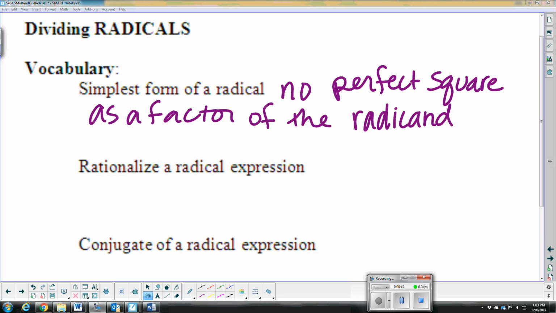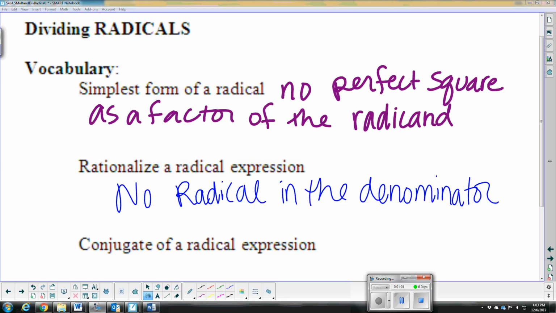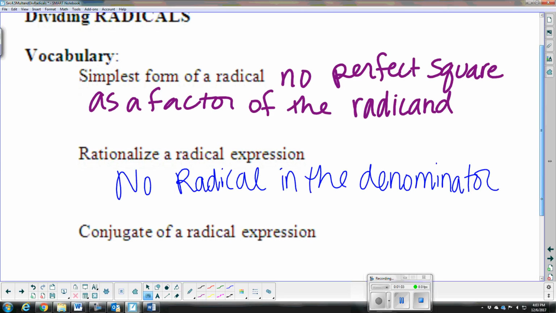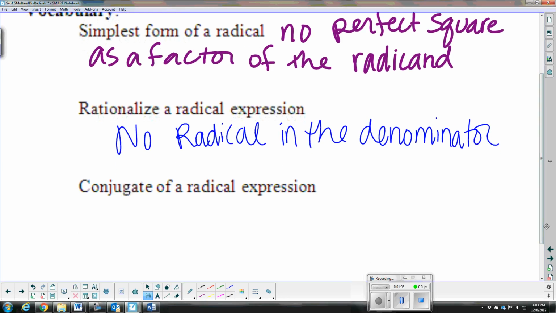Alright, the second vocab expression is to rationalize a radical expression. That means that you do not have a radical in the denominator. And then the last one, the conjugate of a radical expression. So a radical expression could be like the square root of a plus the square root of b. The conjugate of that is the square root of a minus the square root of b.